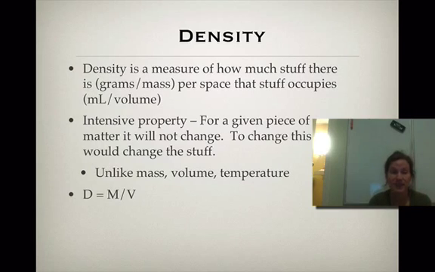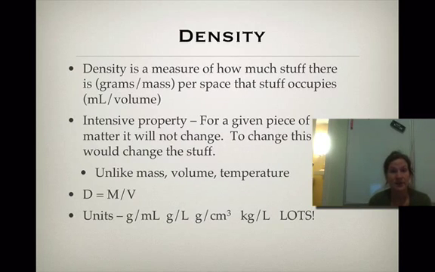The equation for density is given here. D equals m divided by v, because it's how much stuff, which is mass, per how much volume, which is v. And because this is a derived unit, there are lots of varieties of what the unit might be. Grams per milliliter is very common, especially for our lab, but it could be grams per liter, it could be kilograms per liter, it could be grams per centimeter cubed, it could be grams per meter cubed. There's lots of varieties. So you're just looking for some amount of matter per volume of matter.